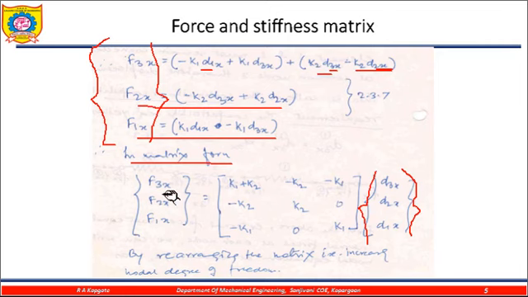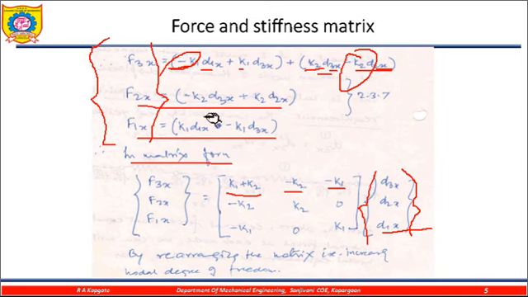Now here this is the f3x and this is the d3x, so at point 1 this is k1 d3x, and here the k2, so this is k1 plus k2. The remaining one, that is d2x, is k2, so this is minus k2. And lastly that is k1, so again minus k1 d1x.